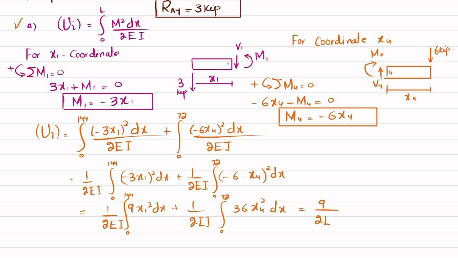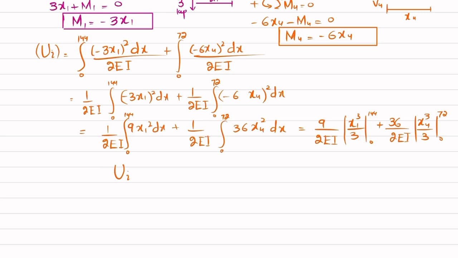And that we will get 9 over 2EI integral of x1 square, which will be equal to x1 cube over 3 and limit will be from 0 to 144. Similarly, 36 over 2EI and integral of x4 square will be x4 cube over 3 and limit from 0 to 72. So at the end, when you calculate it, you can put the value 9 over 2EI into 144 cube over 3 plus 36 over 2EI into 72 cube over 3.